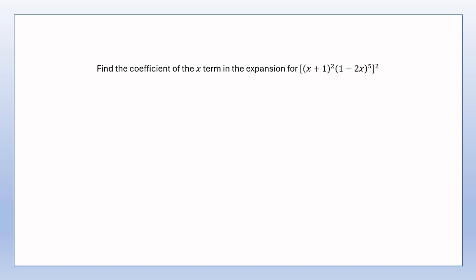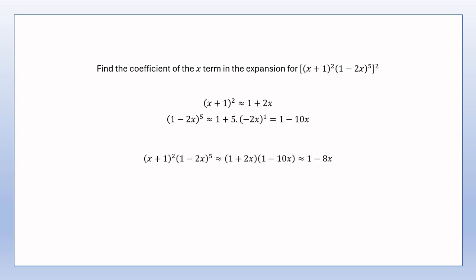And I'll only need partial expansions of each of these in ascending powers of x, up to and including the x term. That is, each expansion need only be of the form a + bx. So the partial expansions are: (1 + x)² is approximately equal to 1 + 2x, and (1 − 2x)⁵ is approximately equal to 1 − 10x. And so I can find the partial expansion of the product in the form a + bx, which of course I find to be 1 − 8x.